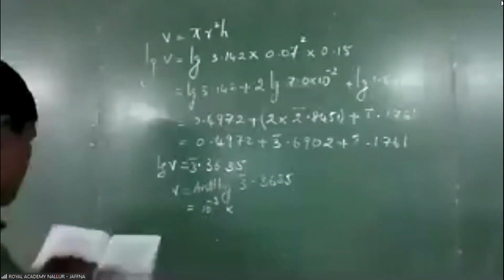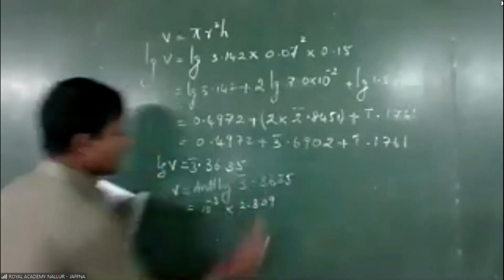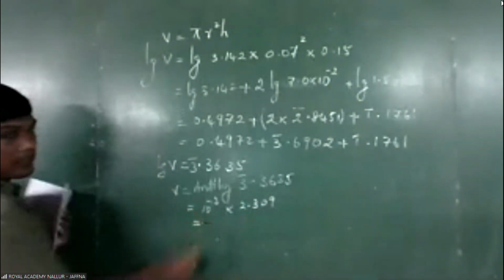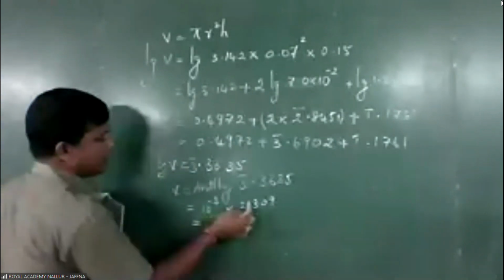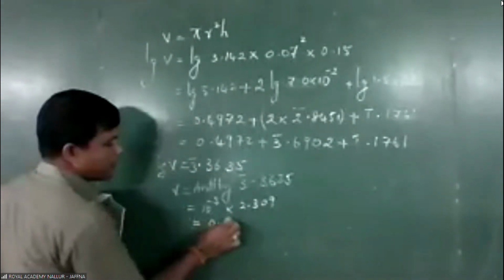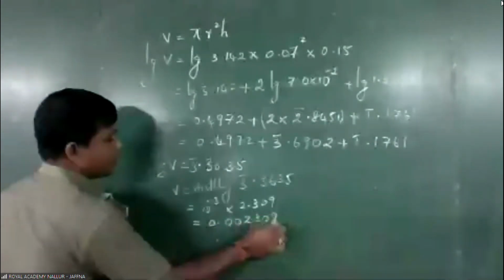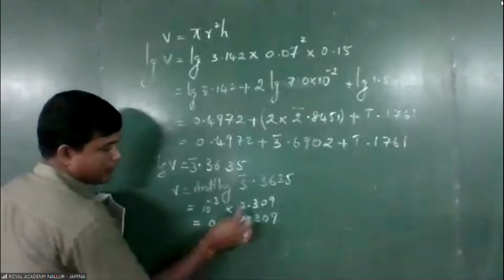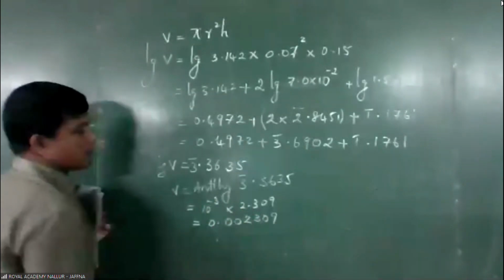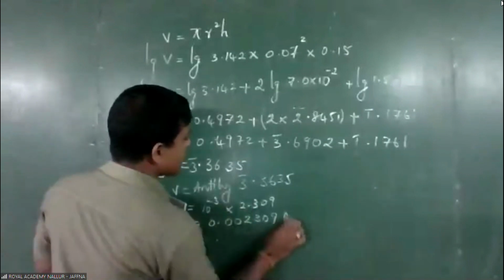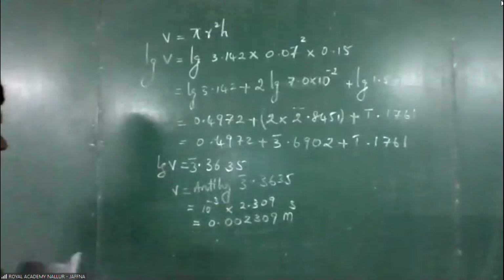2.309. So when you convert this number into ordinary form, this is in scientific form, 10 to the power negative 3, that means 0.002309. Right? That means the decimal point was here, moved 3 places, 0.002309. The unit is now cubic meter because we use the units in meters, cubic meters.